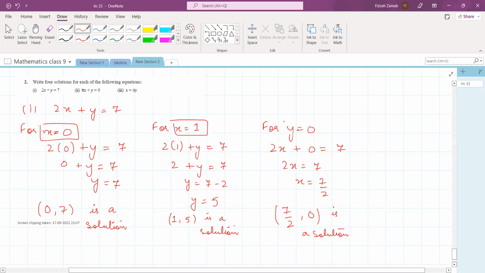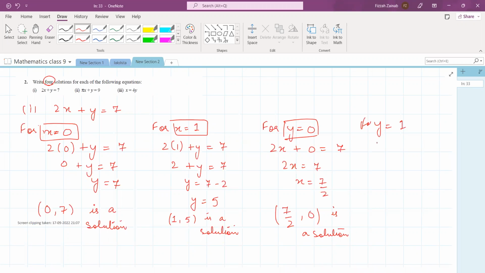So you can choose any of the variables. It's not necessary that you always choose x. Now the fourth value, because you want 4 solutions, right? 4 solutions each. So let me choose y is equal to 1, no problem. For y is equal to 1, let's see. So keep small numbers. Don't take large, otherwise the calculations become a bit lengthy.